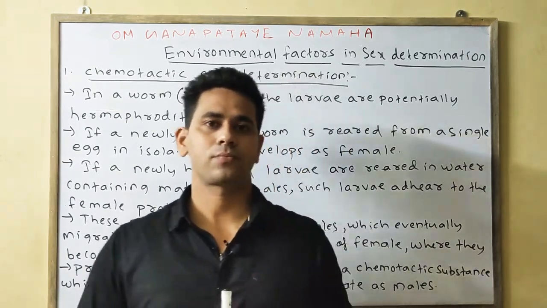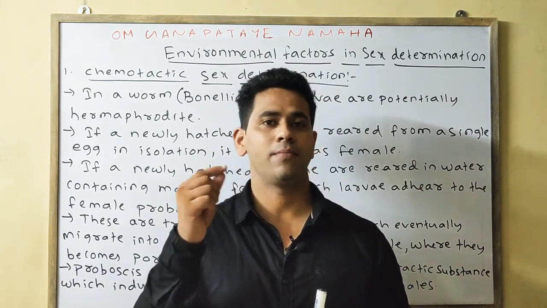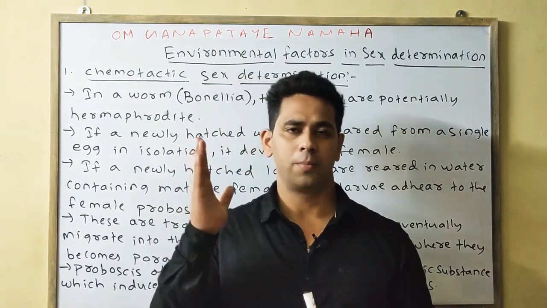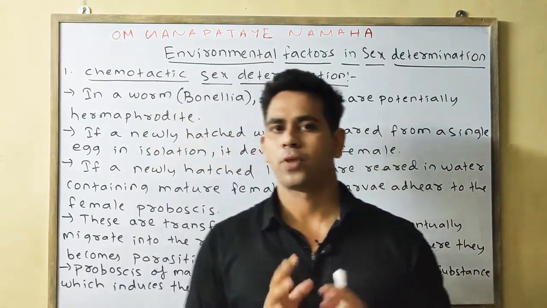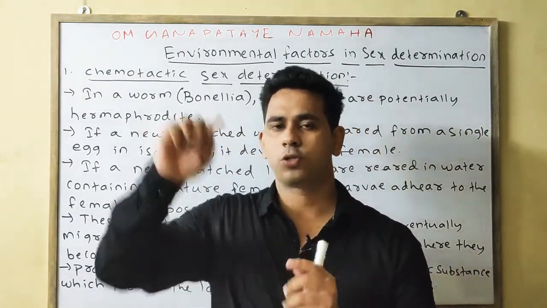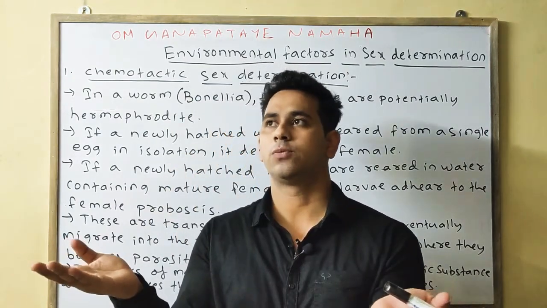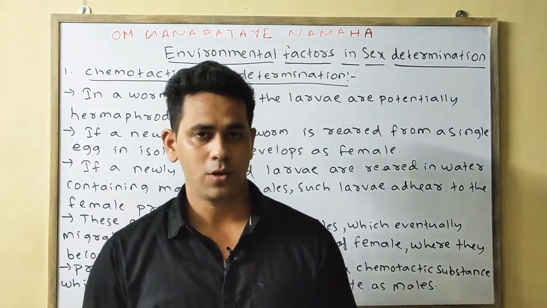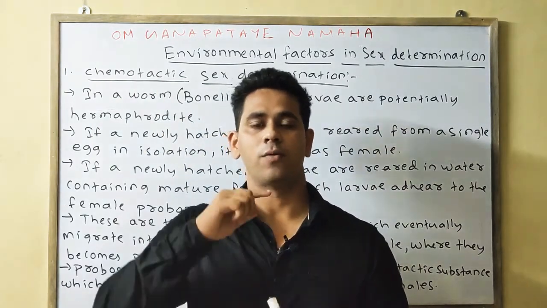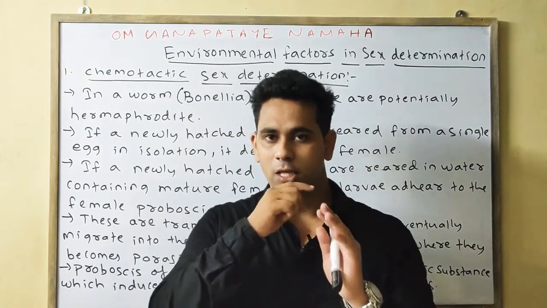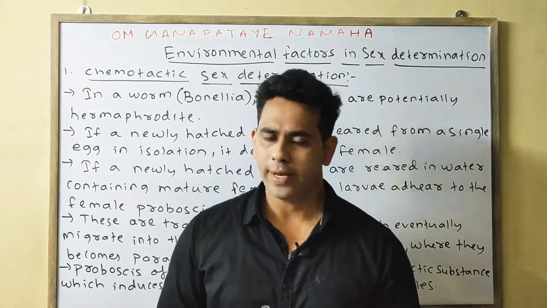The female Bonellia are around 10 cm long, whereas the male Bonellia are just 1 to 3 millimeters long. The female Bonellia has a proboscis, meaning an outlet, like the suckling organ of a mosquito, which helps in sucking blood. The proboscis of the female is about 1 meter long, and the body of the female Bonellia is around 10 cm long.